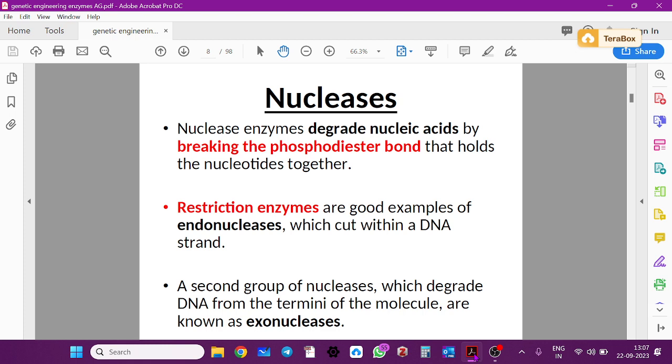It does not digest its own DNA. And why should these enzymes exist in E. coli? Basically, they are for countering viral attacks.